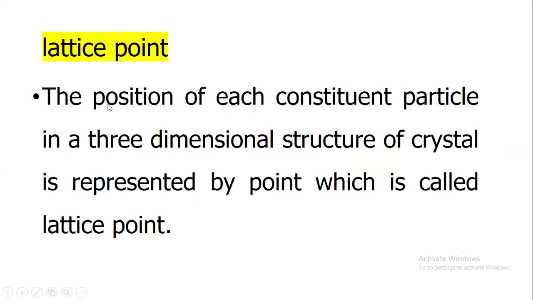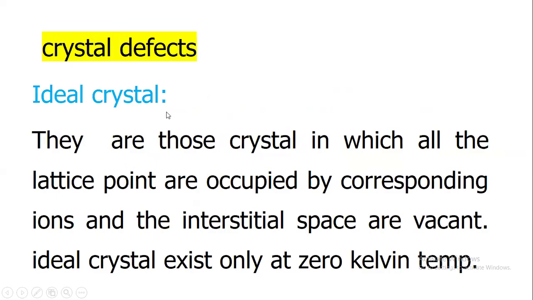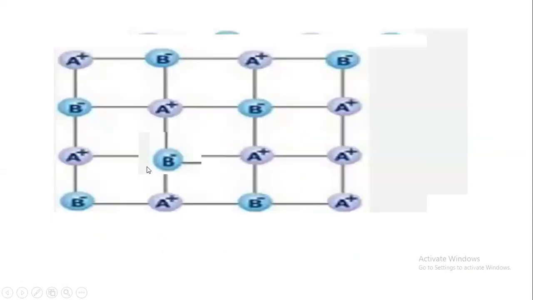Lattice point: the position of each constituent particle in the three-dimensional structure of a crystal is represented by a point, which is called a lattice point. Crystal defects: ideal crystals are those crystals in which all the lattice points are occupied by the corresponding ions and the interstitial spaces are vacant. An ideal crystal exists only at 0 Kelvin temperature.